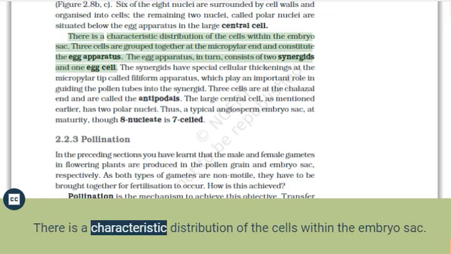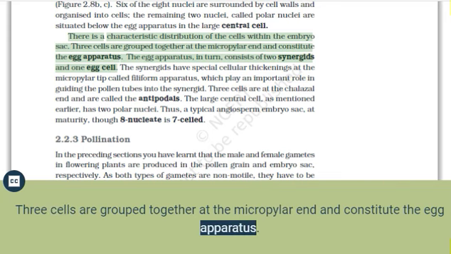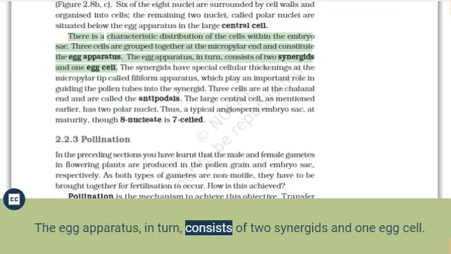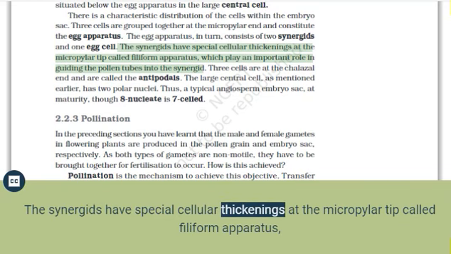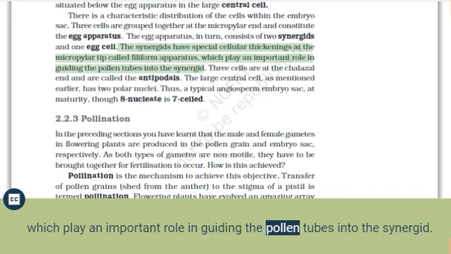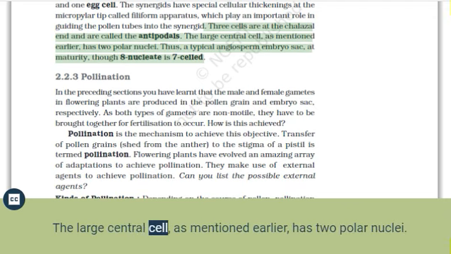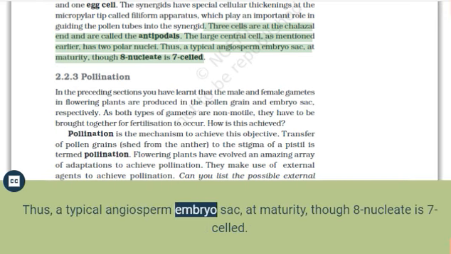There is a characteristic distribution of the cells within the embryo sac. 3 cells are grouped together at the micropylar end and constitute the egg apparatus. The egg apparatus, in turn, consists of 2 synergids and 1 egg cell. The synergids have special cellular thickenings at the micropylar tip called filiform apparatus, which play an important role in guiding the pollen tubes into the synergid. 3 cells are at the chalazal end and are called the antipodals. The large central cell, as mentioned earlier, has 2 polar nuclei. Thus, a typical angiosperm embryo sac, at maturity, though 8-nucleate, is 7-celled.